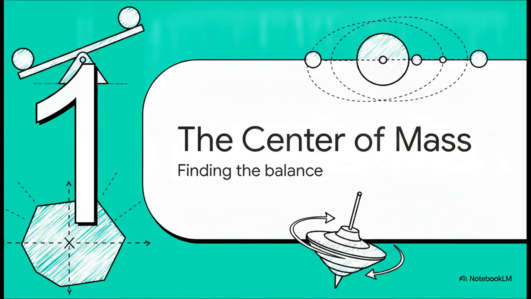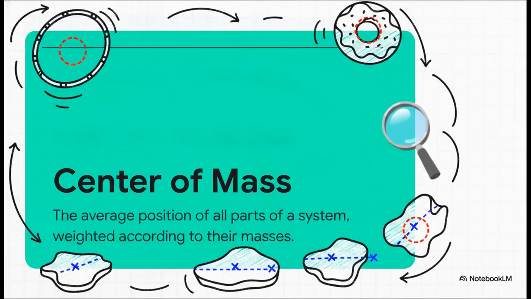Part 1, the center of mass. By definition, the center of mass is literally just the average position of all the parts of a system weighted according to their individual masses. It's the exact spot where the net external forces act on an object.